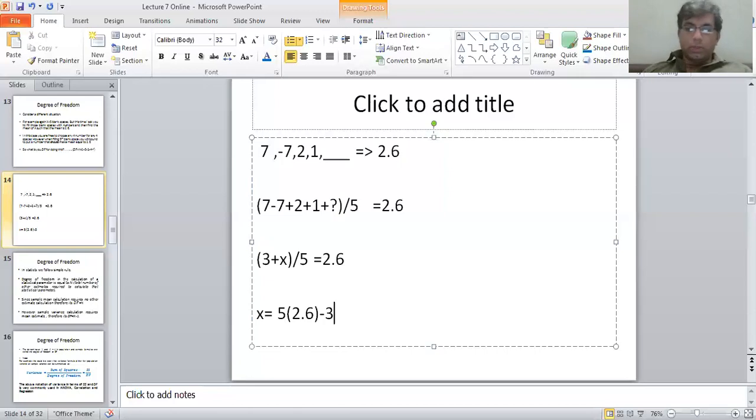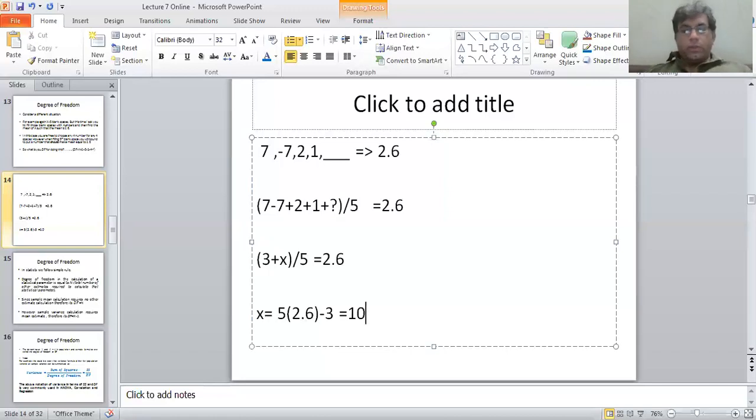So let's see what the answer comes out to be. It is basically 5 multiplied by 2.6 and then minus 3. So it is 10. The value of x is equal to 10. So that means the blank space should be filled with 10. So let's check it out as well. 10 plus 2 plus 1 divided by 5 is 2.6.